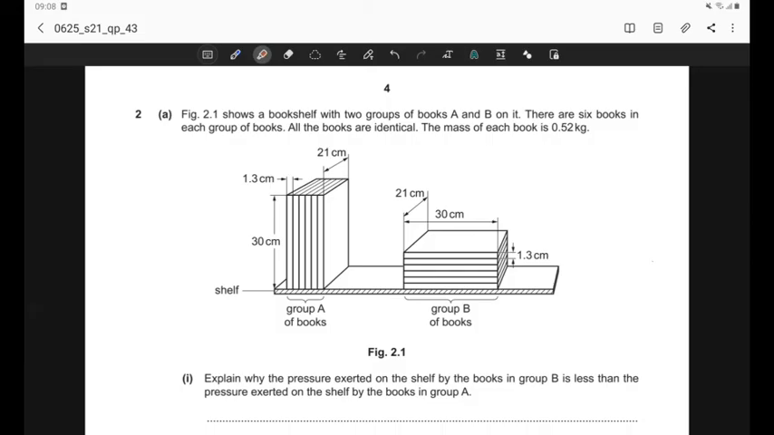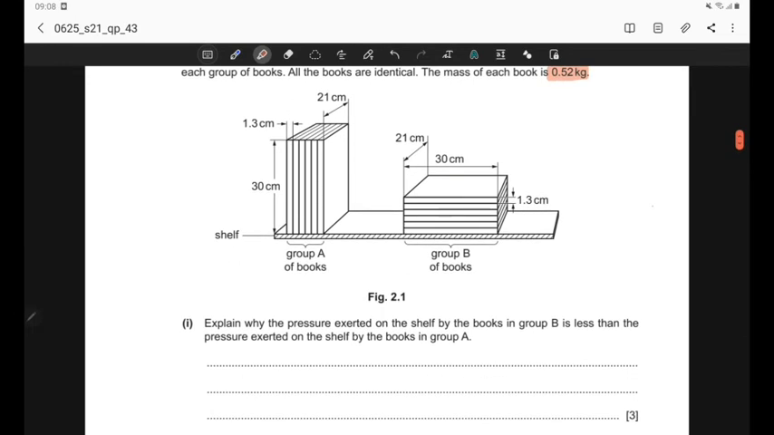Question 2, Part A. Figure 2.1 shows a bookshelf with 2 groups of books A and B on it. There are 6 books in each group of books. All the books are identical. The mass of each book is 0.52 kilogram. Part 1. Explain why the pressure exerted on the shelf by books in group B is less than the pressure exerted on the shelf by the books in group A.